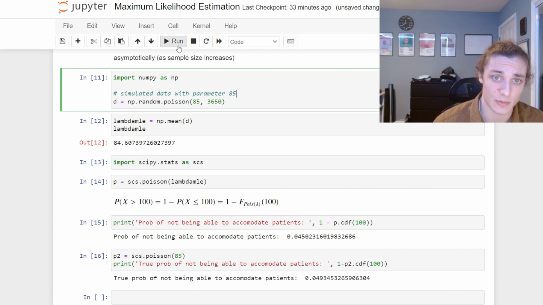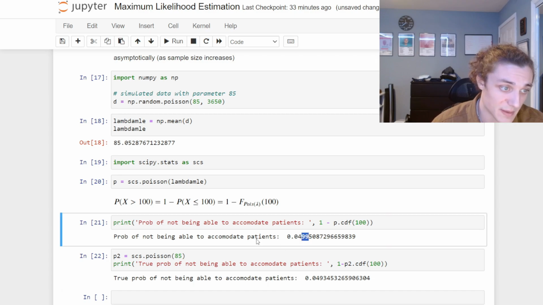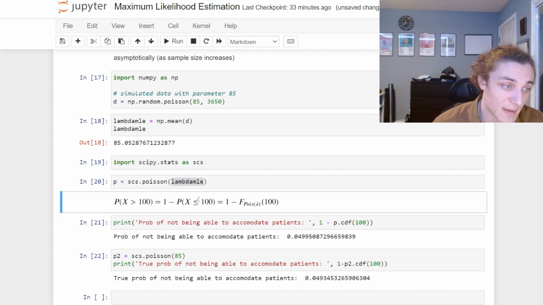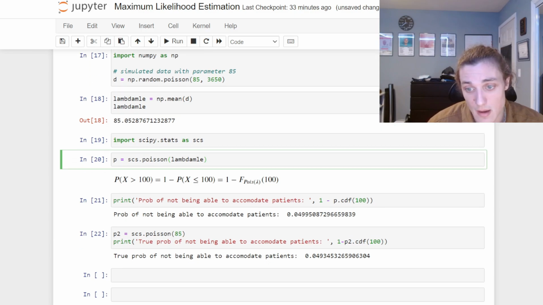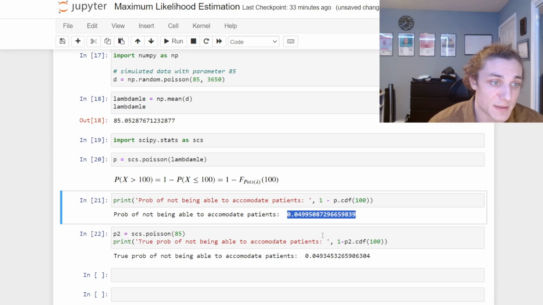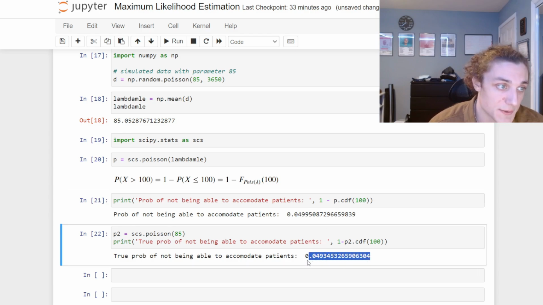And notice how if we were to resample, we would also be a bit off, maybe closer, maybe a little more off, because it is a distribution that we are using. Each statistic is a distribution that we're using to construct an estimate for the population parameter. And that distribution is normal, right, by the CLT. But we can see here it's a pretty good estimate, right? So we would say roughly 5% of the time we are unable to accommodate our patients.